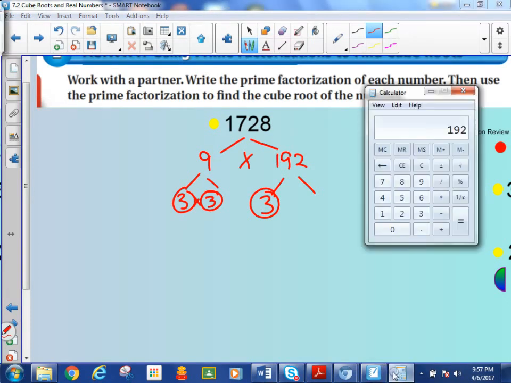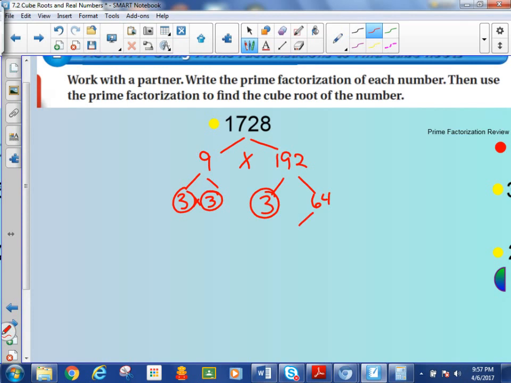Okay, I don't know how many times 3 goes into 192, so I'm just going to divide by 3 on my calculator, and that gives me 64. Okay, 64 will break down to 8 times 8. 8 breaks down to 2 times 4.